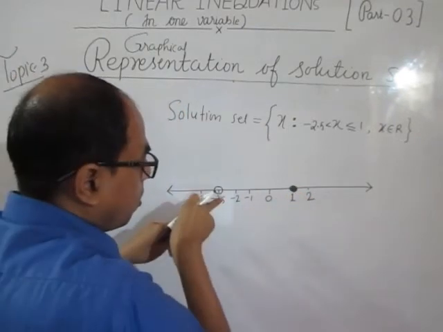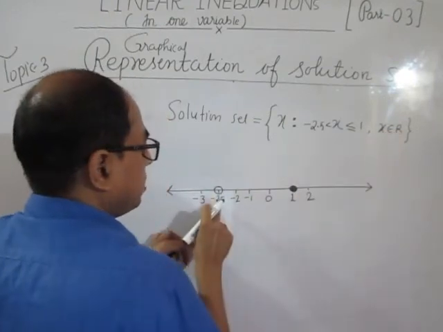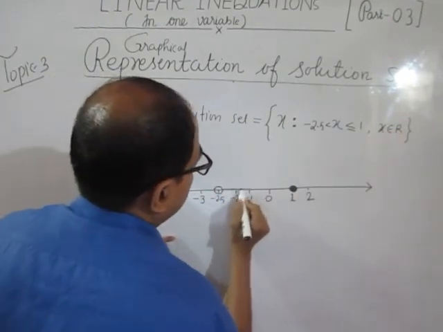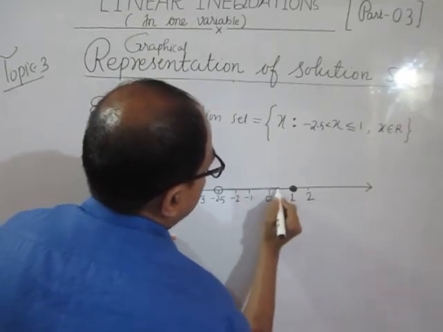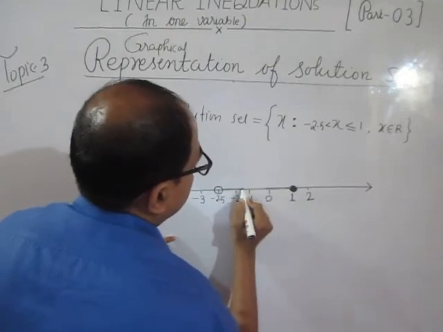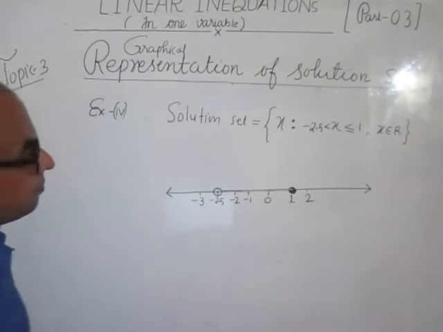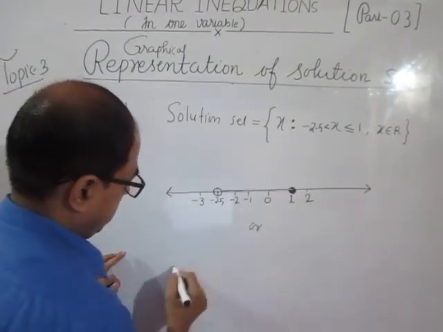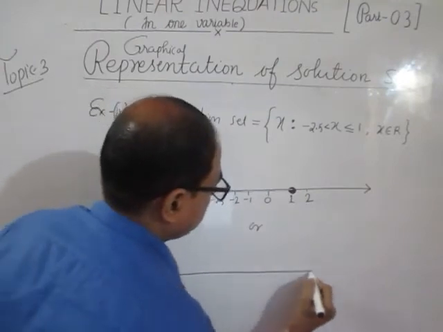Now we have to plot all the real number between this minus 2.5 and 1. So we will plot here. So we will dark this part of the number line. So this is one way to represent graphically. Now another way is you can represent in this way also.